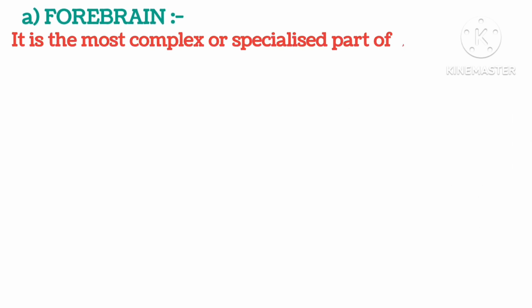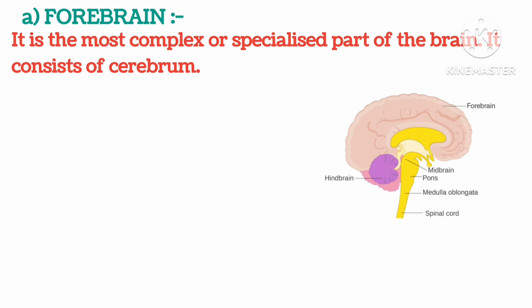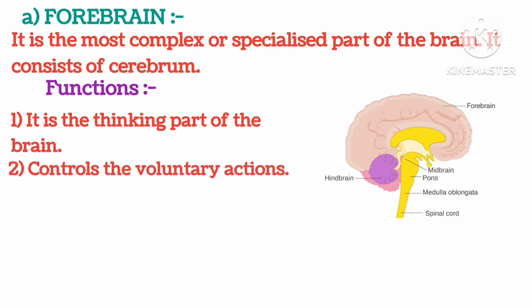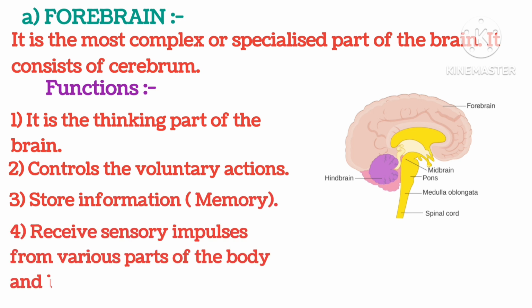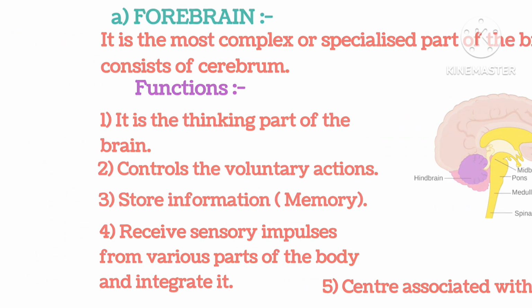Forebrain. It is the most complex or specialized part of the brain. It consists of cerebrum. Function of the forebrain is, it is the thinking part of the brain, controls the voluntary actions, stores information, that is memory, and receives sensory impulses from various parts of the body and integrates it. It is the center associated with hunger.